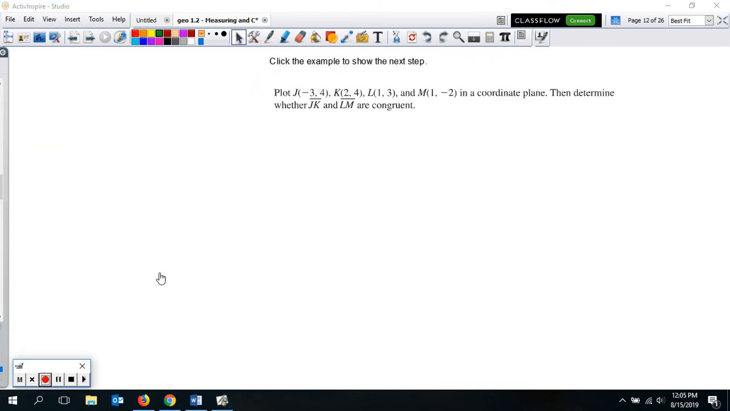Okay, so the first problem that we're going to really get into doing here is one like this, where we're going to be plotting points on a coordinate plane. They're going to give us 4 points here. We're going to connect 2 of them together at a time.